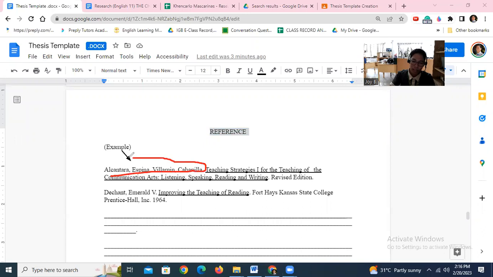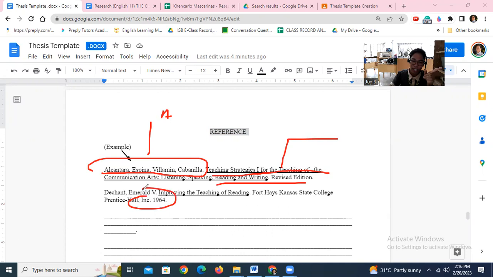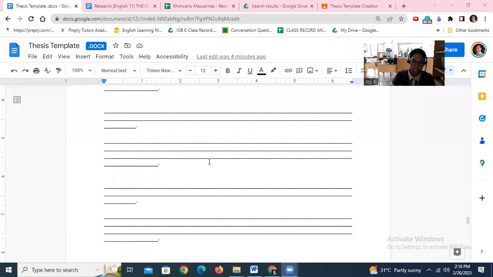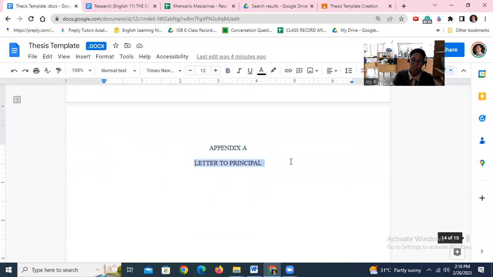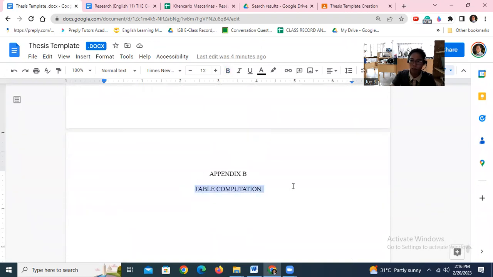Again, remember ha, sa reference, unahin ang author, followed by anong title ng book nila, followed by the year, when was it created. Again ha, okay, repeat. Paggagawa ng reference, una isulat anong isulat? Okay, ang authors. Followed ng authors, nandito ang title ng inyong book na kinuha. Then, yung year, kailan siya pinablish. Okay? Pagkatapos ng reference, nandito ang questionnaire. So, you just need to attach. Followed by the appendix A, letter to principal, and appendix B is the table of computation.